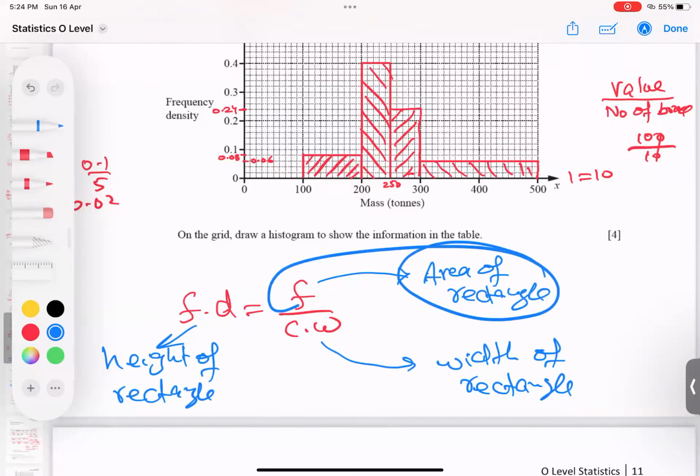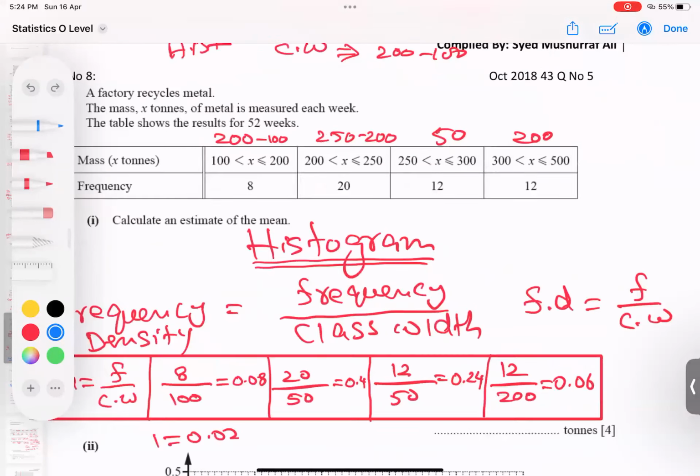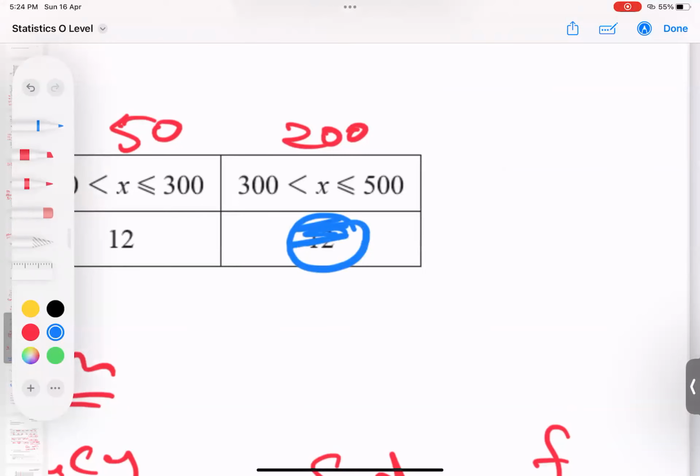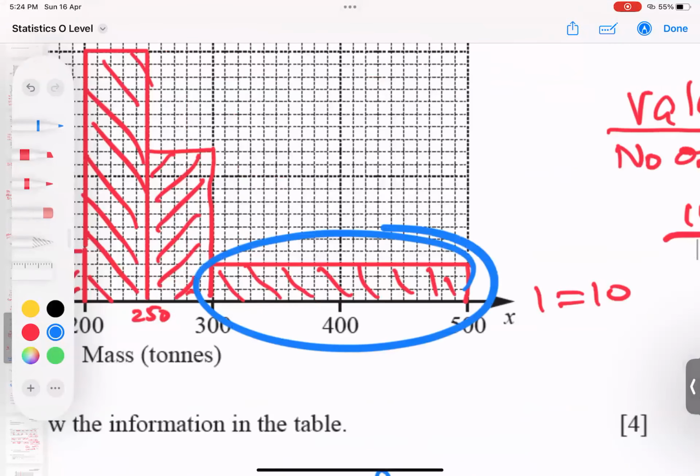Very interesting part: often the examiner asks you the area. My question: what is the frequency here? The frequency given is 12. I know 12, but suppose it's not given and we don't know the frequency. How to find the frequency? Find out the area of the last column. Do you want to see?